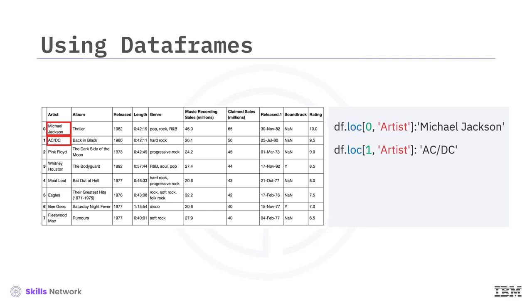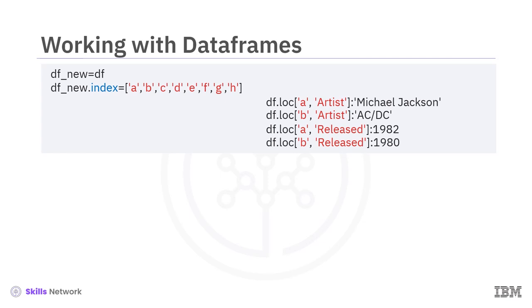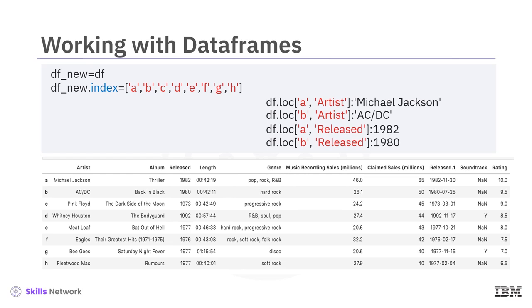You can access the first row of the column named artist as follows. Similarly, you can access the second row of the column named artist. You can do the same for the column released. loc can also be used if the index is not an integer. We create a new data frame called dfNew. We replace the index 1, 2, 3, and so on with A, B, C. You can access the index A, that is, the first row of the column named artist, as follows. Similarly, you can access the index B, or the second row of the column named artist. You can do the same for the column released.